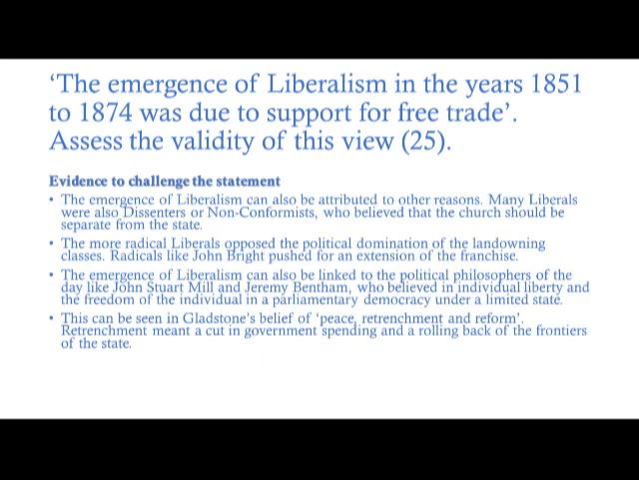You could also argue that liberalism has its links to the political philosophies of the time, like John Stuart Mill and Jeremy Bentham, who believed very strongly in individual liberty and the freedom of the individual in a parliamentary democracy under a limited state. And we can see that influence very much in Gladstonian liberalism, the idea of peace, retrenchment, and reform. So retrenchment means, if you remember, a cutback in government spending and a rolling back of the frontiers of the state. So this belief in minimal government.